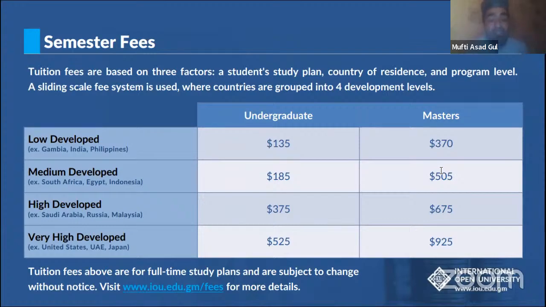But for very high developed, look at this: Islam always says equitable distribution of wealth. So International Open University is based on Islamic teaching, and that is why the fee structure has been categorized into low developed, medium developed, high developed, and very high developed. You can just search for your country, wherever you are residing, and see which level of the fee structure you fall in. When it comes to the very high developed, like United States, UAE, and Japan, we have undergraduate fees of $525, and the masters have $9,925.